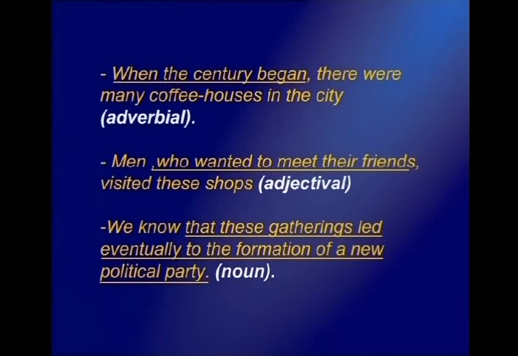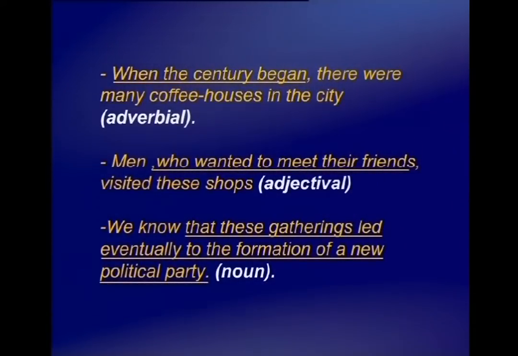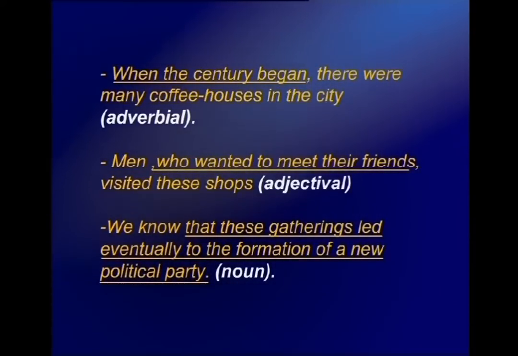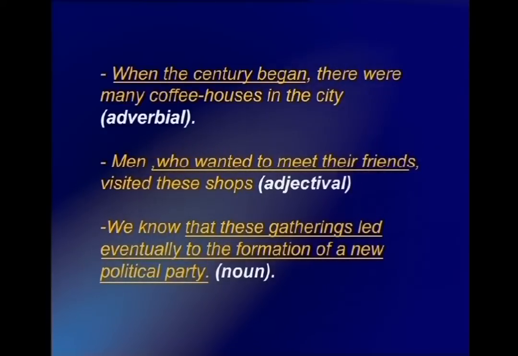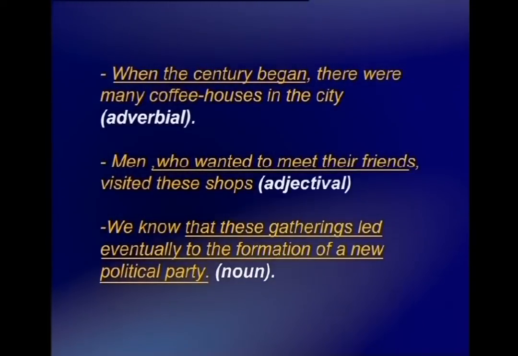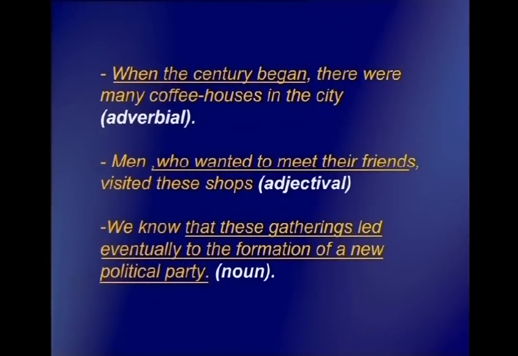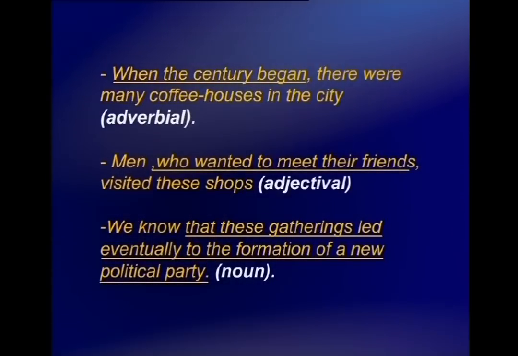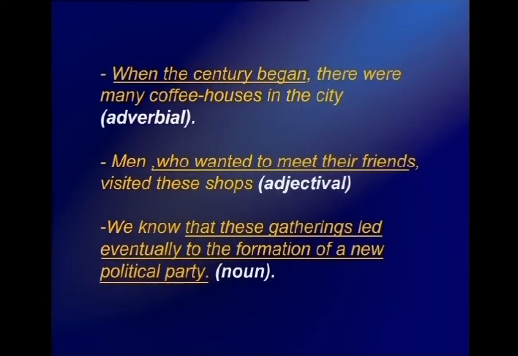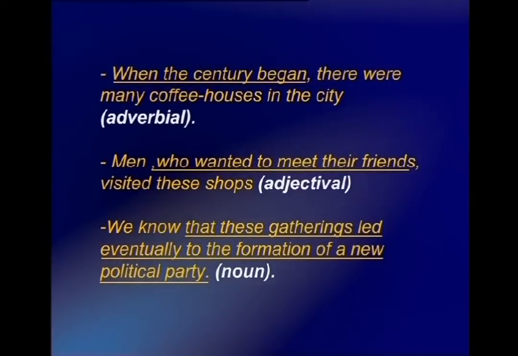Now, there are several ways in which a dependent statement or clause may be used in a sentence. You can use it in the adverbial sense, you can use it as an adjectival, and you can use it as a noun. Look at these three examples again. When the century began, there were many coffee houses in the city. Now, here, the independent statement is there were many coffee houses in the city. The dependent statement is when the century began.